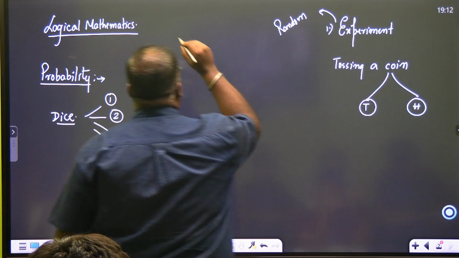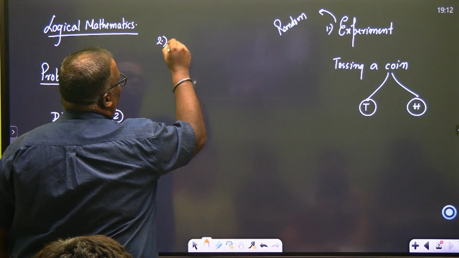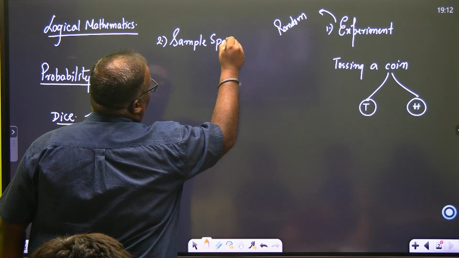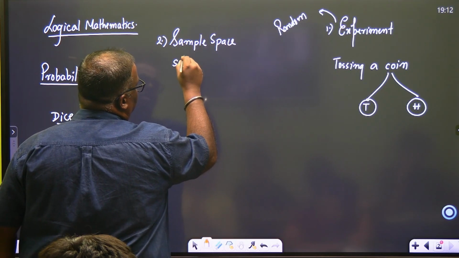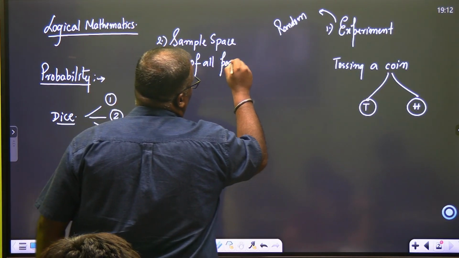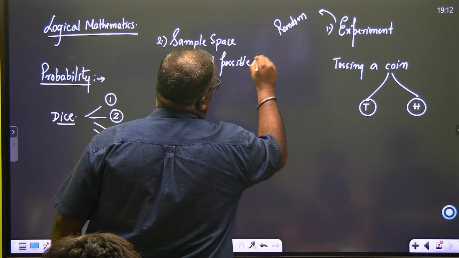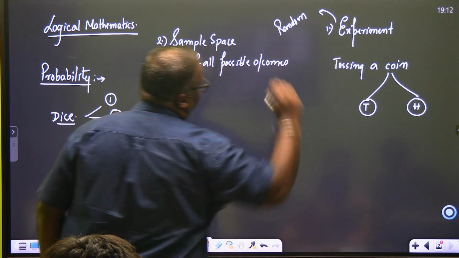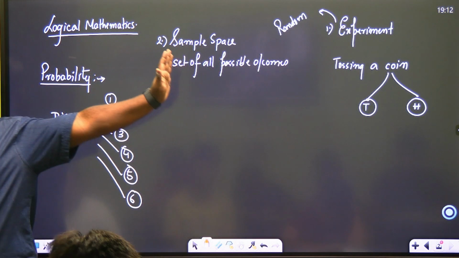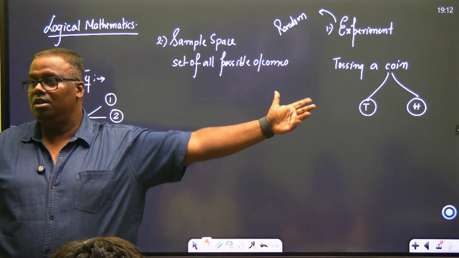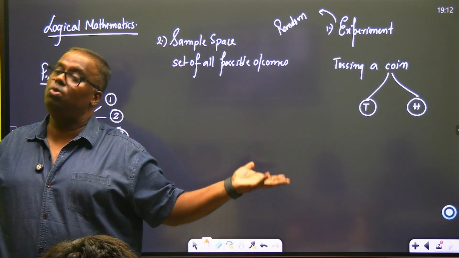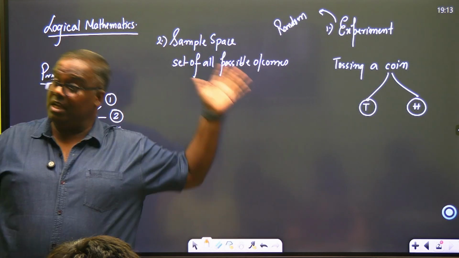The second word that we have is called sample space. Sample space is the set of all possible outcomes. Have you understood? So what does sample space tell me? That if you do a random experiment, इतना हो सकता है. इसमें से कौन सा होगा नहीं जानता हूं, but इनमें से कोई एक होगा.